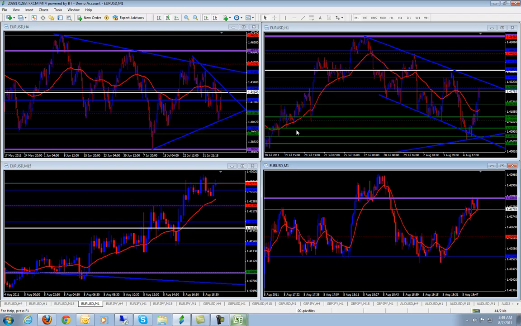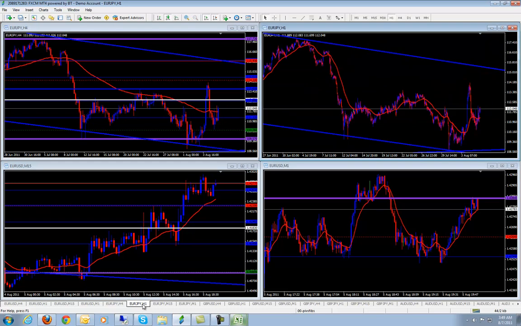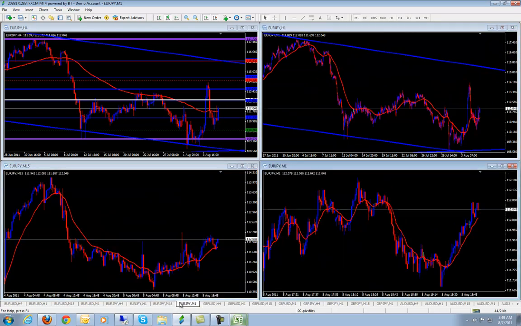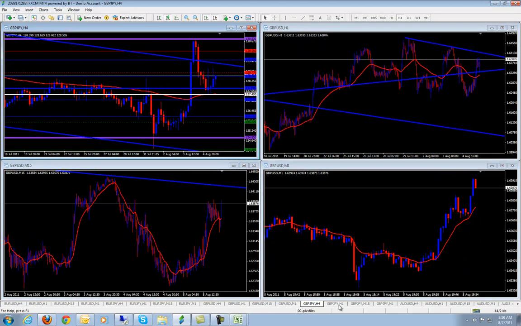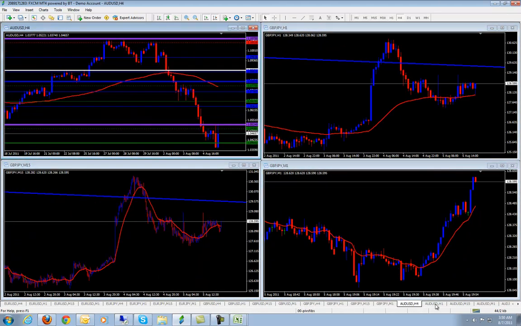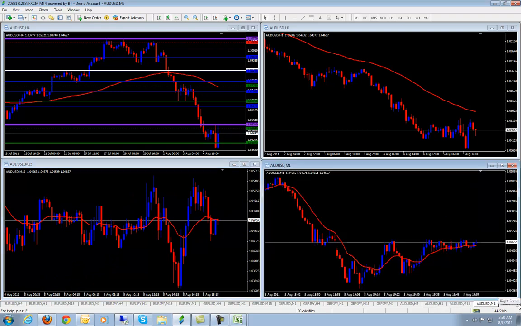I went ahead and I did it up for the euro yen as well. Of course, on the euro yen so far, I only did the monthly data. I'll do the weekly and the daily on Sunday night, as well as the 4 hour. I did the same thing with the pound dollar, pound yen, the Aussie dollar, and the Aussie yen.